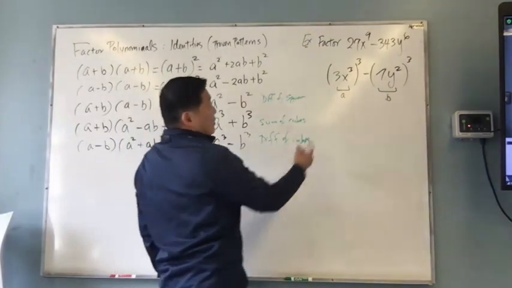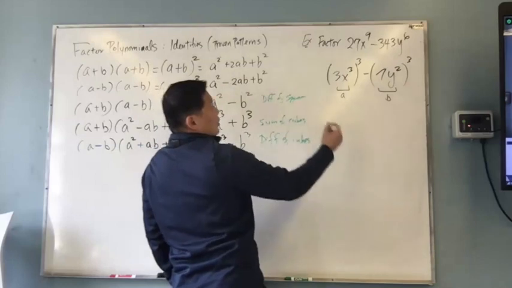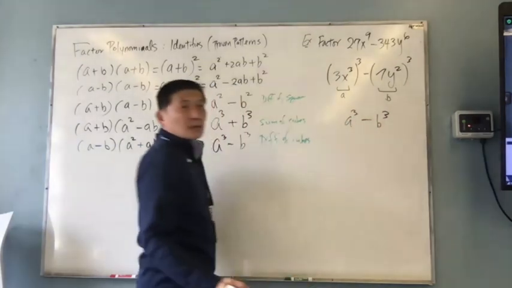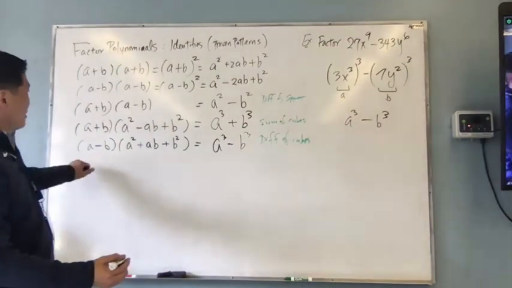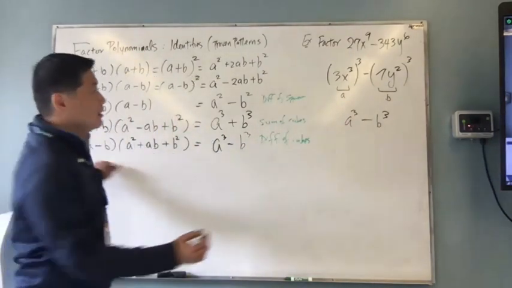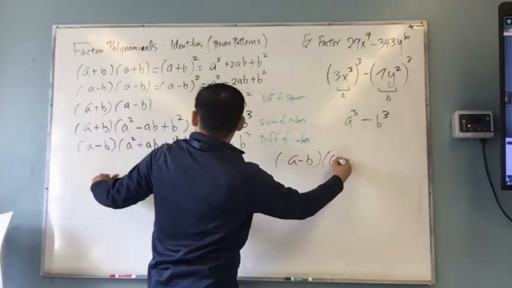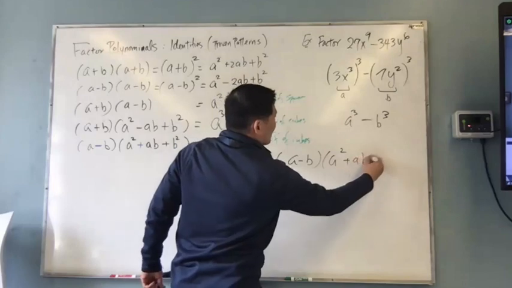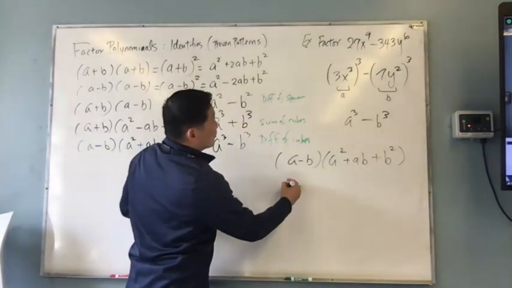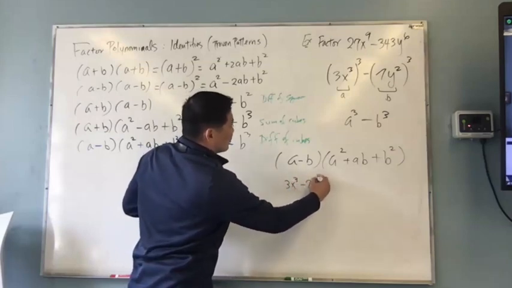All right, now I'm going to write down here just because I have more room, right? So we know this is A cubed minus B cubed. Follow the identity right here. We got A minus B times A squared plus AB plus B squared. Since A is equal to 3x cubed, B is 7y squared.